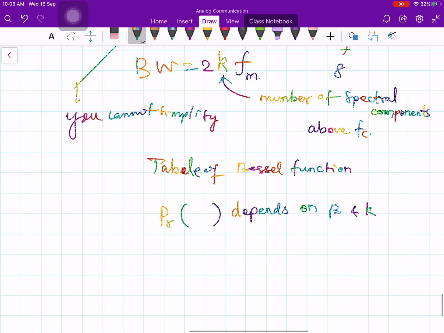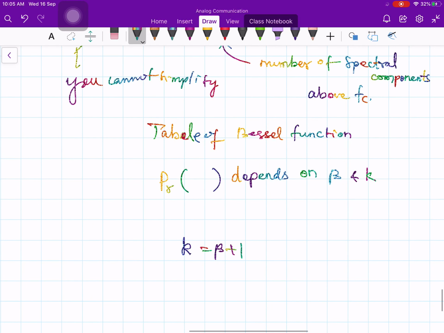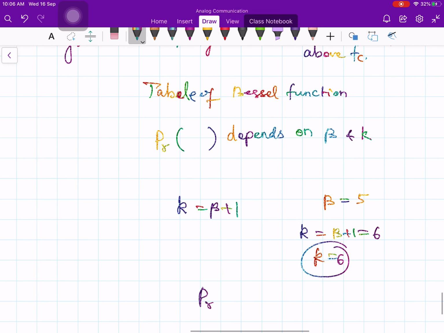But there is a very nice closed form. Of course, it is not closed form in the mathematical sense, but it is empirical. Empirically it is found that for a given value of beta, if you choose k to be beta plus 1, just one more than the value of the modulation index, this all comes from your Bessel function table. Suppose beta is equal to 5, then if you choose k equal to beta plus 1, that is 6, your PR contains 98% of the power.